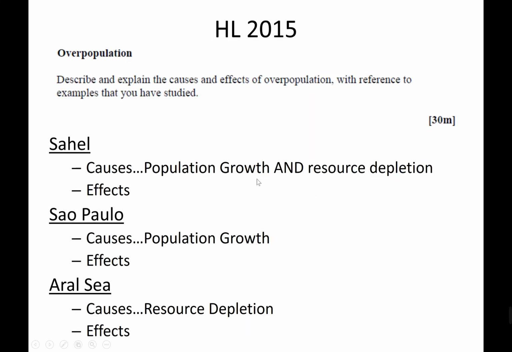High Level 2015. Describe and explain the causes, plural, and effects, plural, of overpopulation with reference to examples, plural, you've studied. So here's all of our case studies. Now, I would say to you, do the Sahel and then choose one of these. You will have more than enough in 2 case studies. So do the Sahel and then choose either Sao Paulo or the Aral Sea.